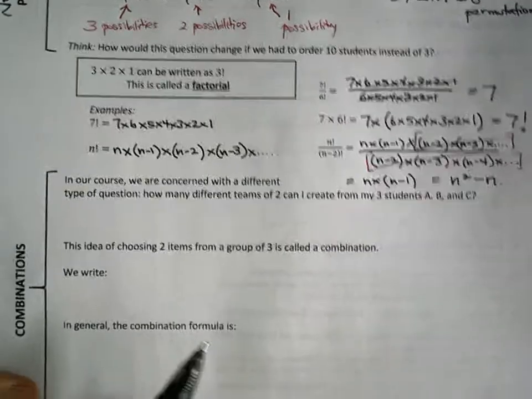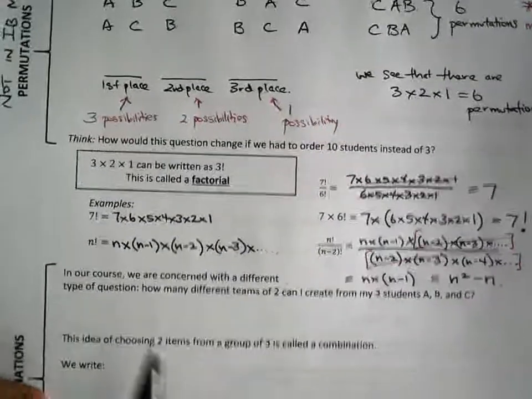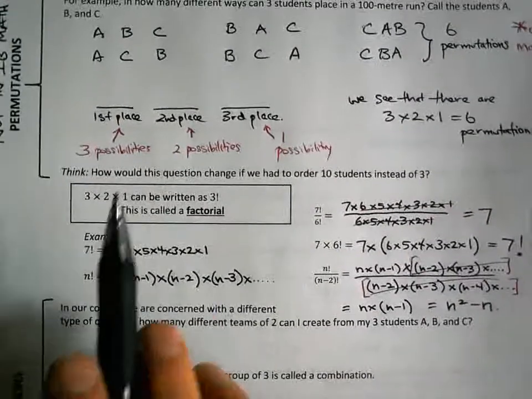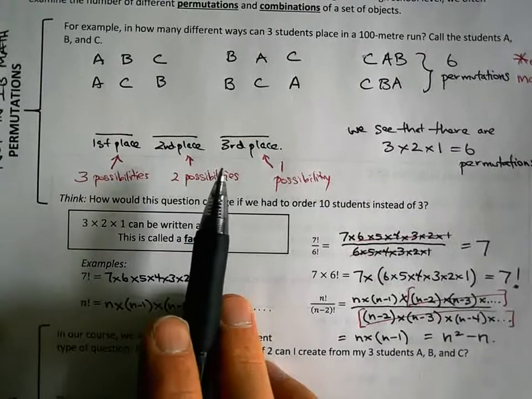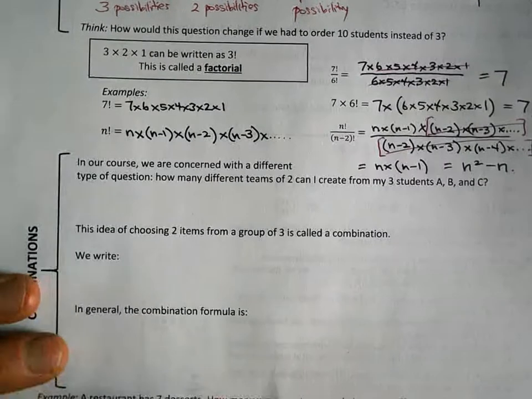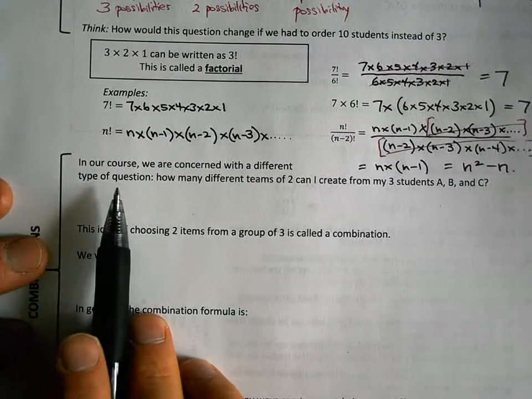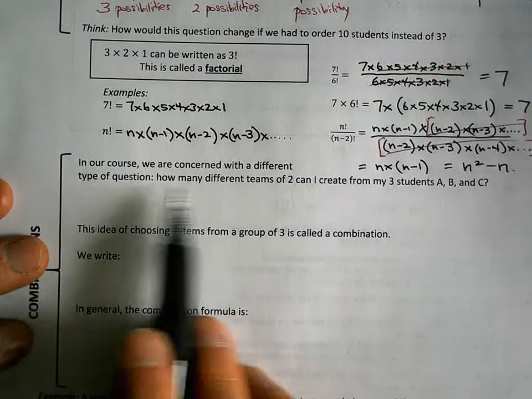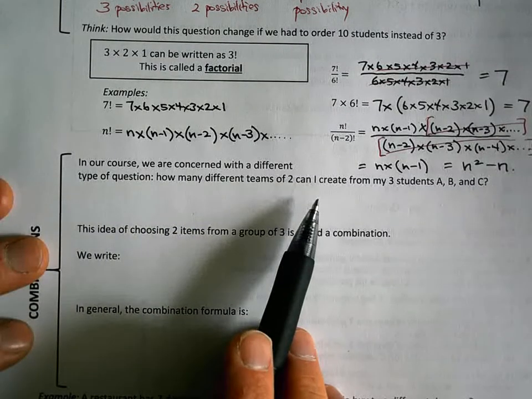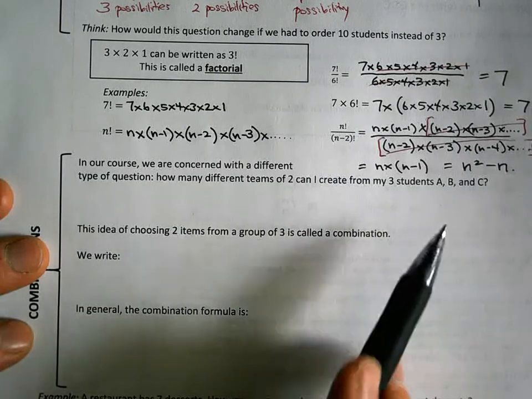Okay, so let's keep going. We talked about permutations, we talked about factorials, which are definitely in the course. Now we want to talk about combinations. So this is the other side of combinatorics. Before we were talking about placing 3 students in a 100-meter run, where order mattered. In this question for combination, we want to change the question. How many different teams of 2 can I create from 3 students A, B, and C?